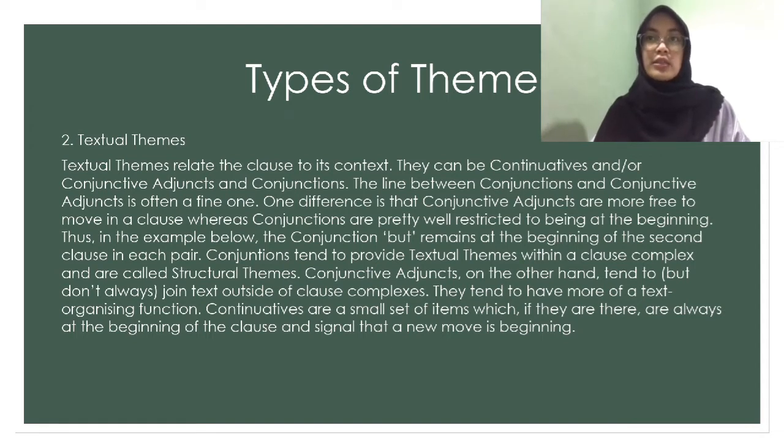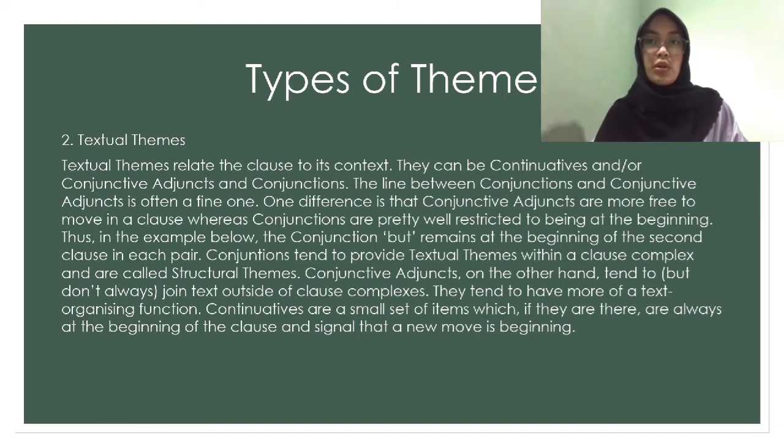One difference is that conjunctive adjuncts are more free to move in a clause, whereas conjunctions are pretty well restricted to being at the beginning. Thus, in the example below, the conjunction "but" remains at the beginning of the second clause in each pair. Conjunctions tend to provide textual themes within a clause complex and are called structural themes. Conjunctive adjuncts, on the other hand, tend to join text outside of clause complexes. They tend to have more of a text-organizing function.